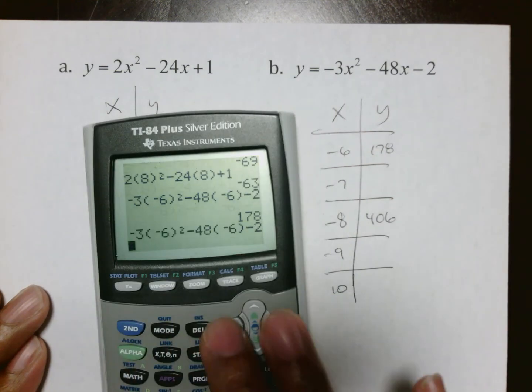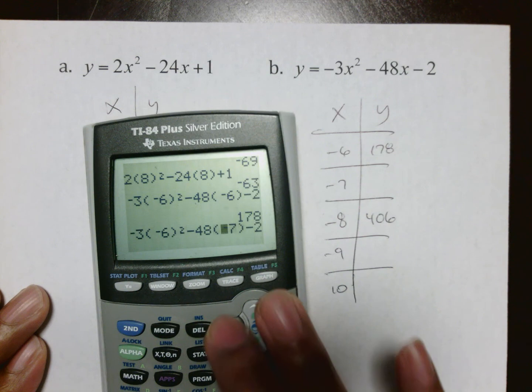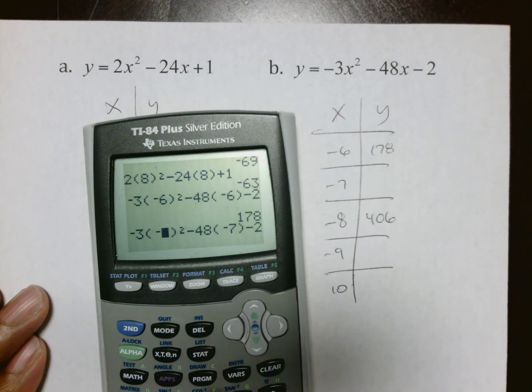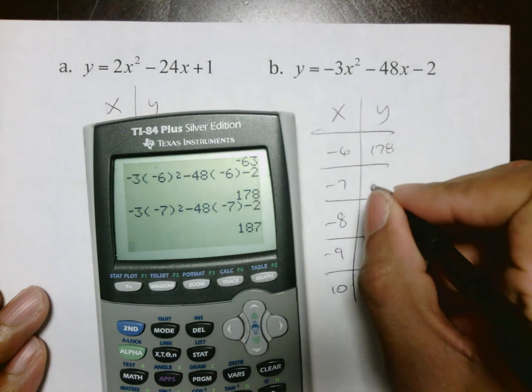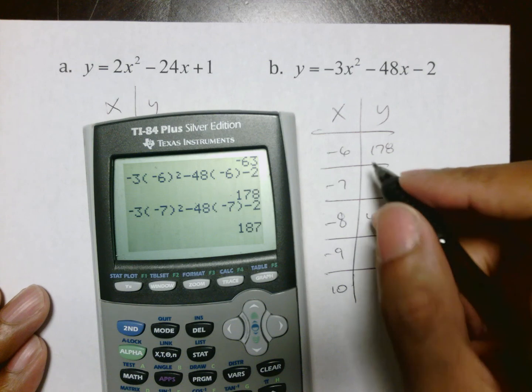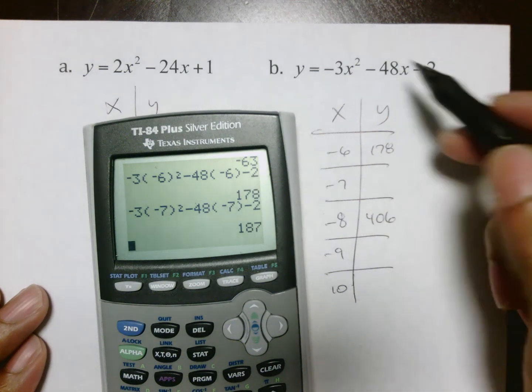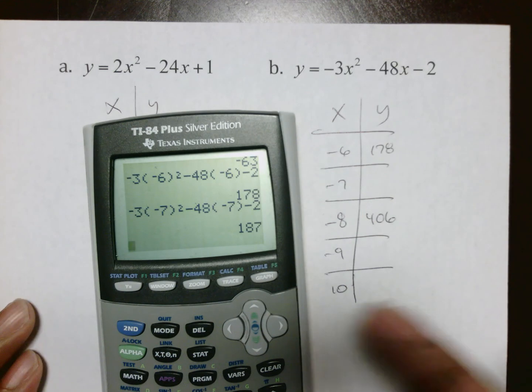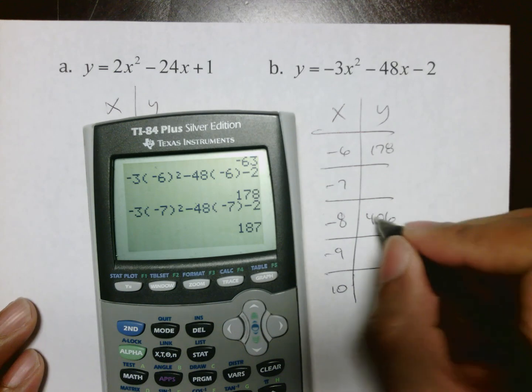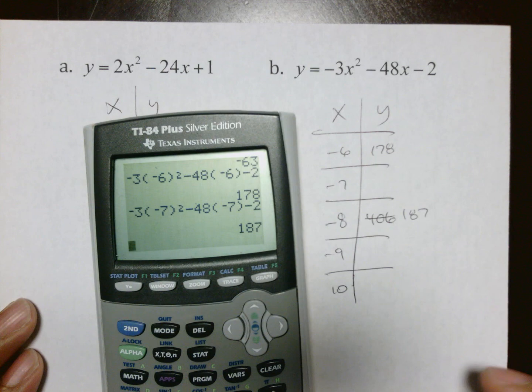Now we hit second enter. We turn all of our -6s into -7s, and we get 1. I don't think that's going to happen. -3x squared. We'll see. We'll figure it out. So that would be 187. I might have made a mistake that you probably already knew about anyway.